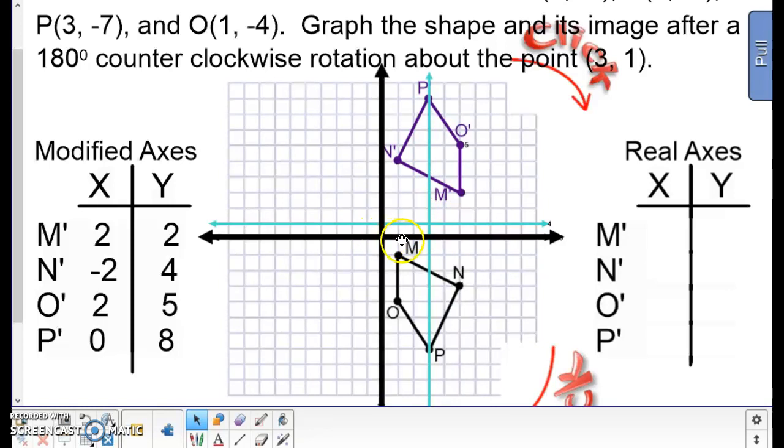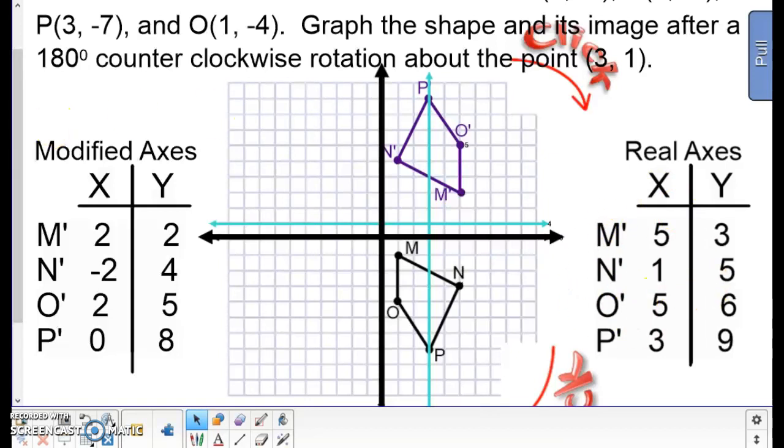So if I use the real axes, M is at 5, 3. I counted right. N is at 1, 5. O prime, sorry, is at 5, 6. P prime is at 3, 9. So here are the coordinates of our new shape.